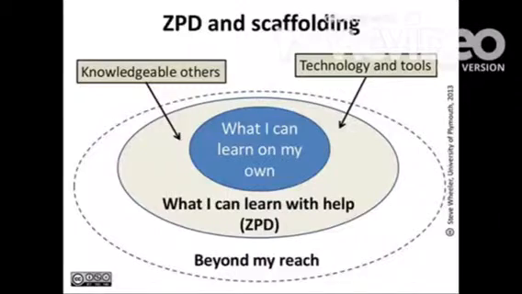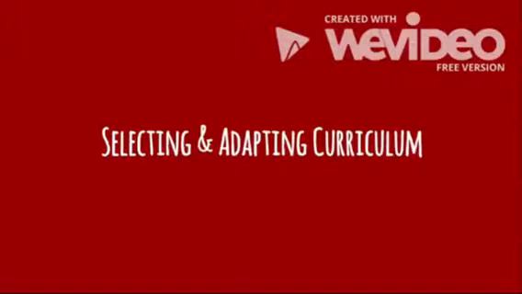The inner is where we are able to work independently without help. The middle is where we need assistance from a peer, teacher, or guardian in guiding them. Lastly, the outer part is where we struggle to retain information because of the difficulty level. Using Vygotsky's ZPD, we are able to develop methods such as selecting and adapting curriculum.